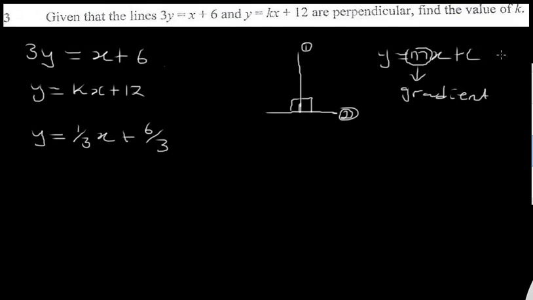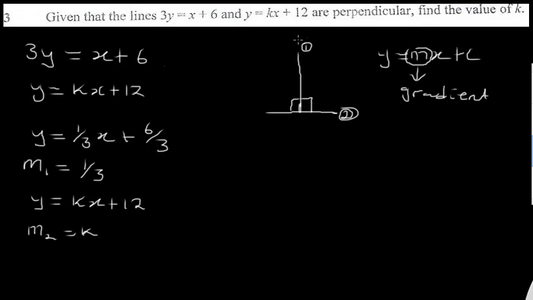So according to this equation, the coefficient of x is always the gradient. So the gradient of this first line is, so we'd say m1 equals, the coefficient there is 1 over 3. So we would have 1 over 3 as our gradient 1. And our gradient 2 from equation 2, we've got y equals kx plus 12. So what is the value of m? What is the value of the gradient? It is k, right? So in this case, m2 equals k.